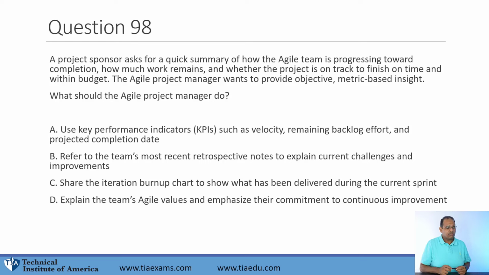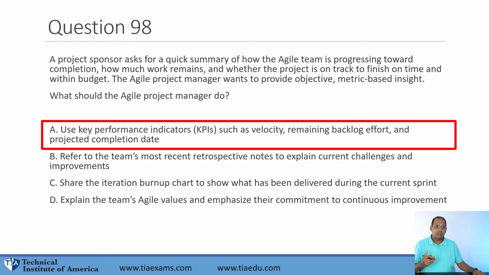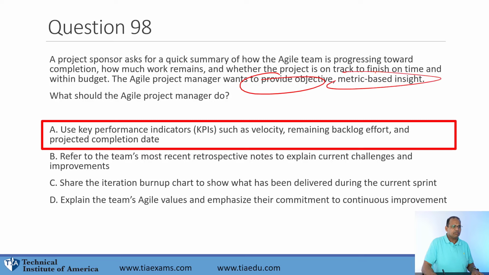Refer to team's most recent retrospective notes to explain current challenges and improvements. Share the iteration burn-up chart to show what has been delivered during the current sprint. Explain the team's agile values and emphasize their commitment to continuous improvement. Best answer here, guys, is going to be, notice they want something more objective, metric-based. Something that's going to be more numerical based. So KPIs such as how many points we did per iteration, or how many items are left, or when certain dates might be, would answer this question best.